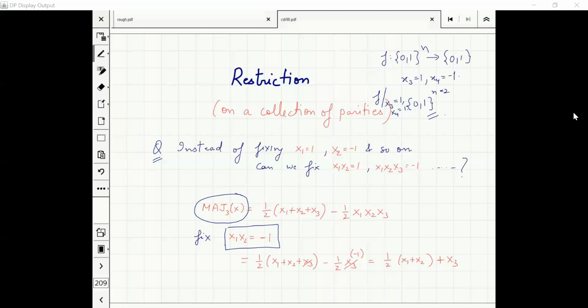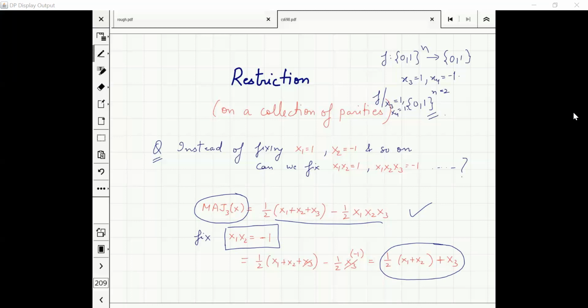And so you have to believe me that this is the Fourier expression for majority. You can check that. And now if I pick x1, x2 is equal to minus 1, there is only one place where I see that x1 and x2 are present together. I input minus 1, and then I am left with this Fourier expression. Going by our intuition of how we substituted variables, if I substitute parity, then I am getting this.